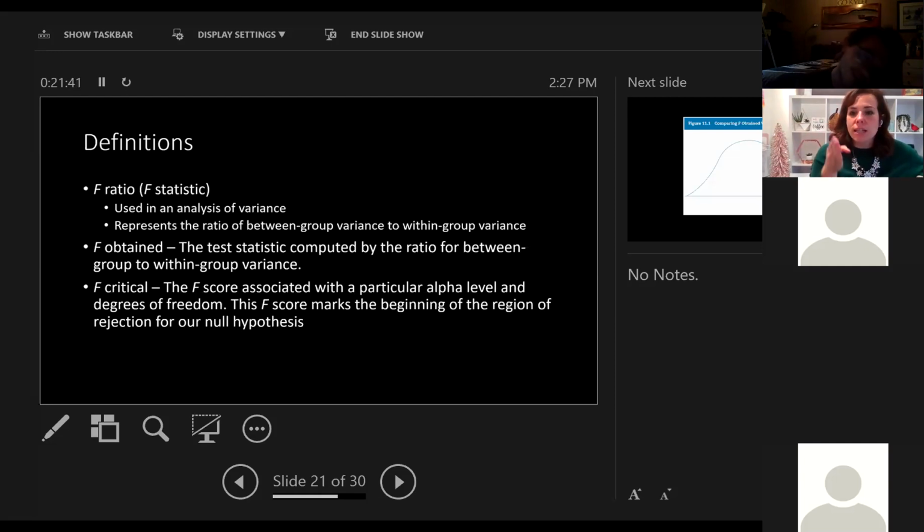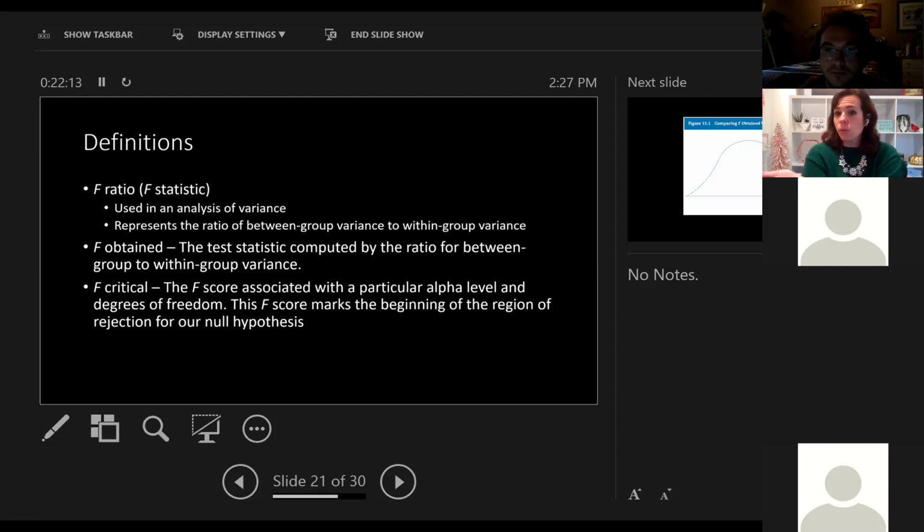So the F critical is a combination of the alpha level you've decided beforehand, 0.05 is the most often used, and the number of degrees of freedom that you have in your sample. So those two, right? Remember, like for T and Z, it's a big table, you go down and you get an F critical. That value is what you compare to your F obtained. And if your F obtained is greater than your F critical, you know you have a statistically significant result.